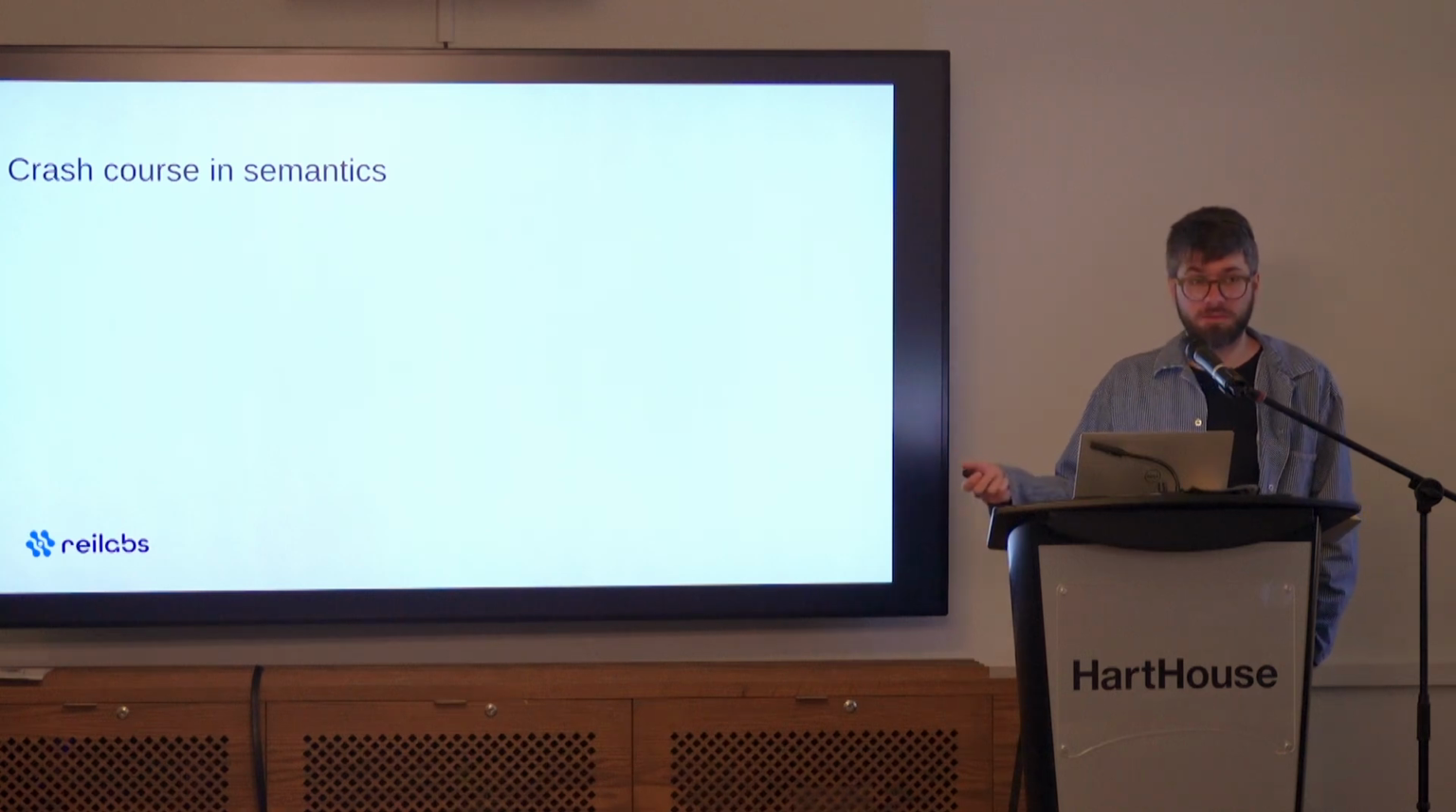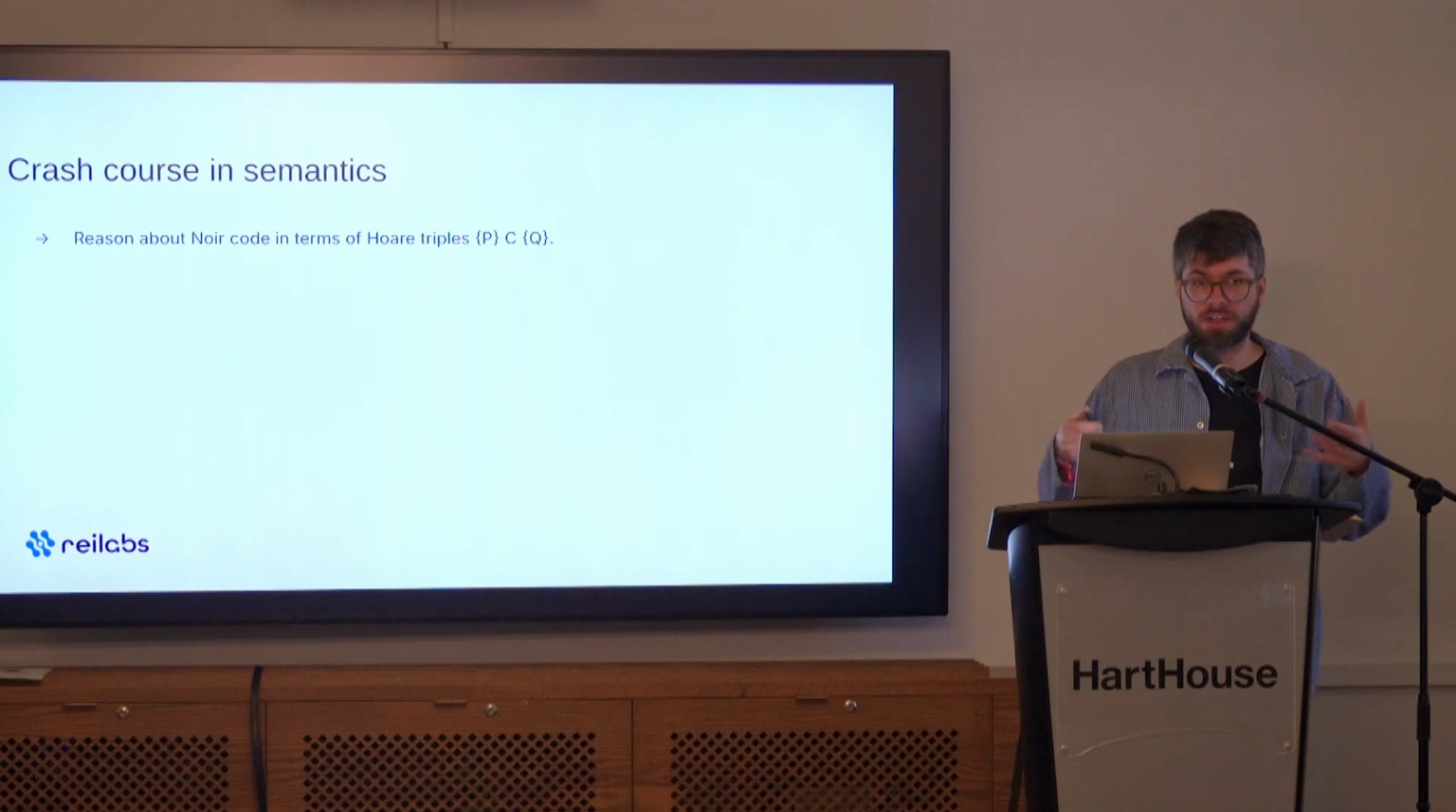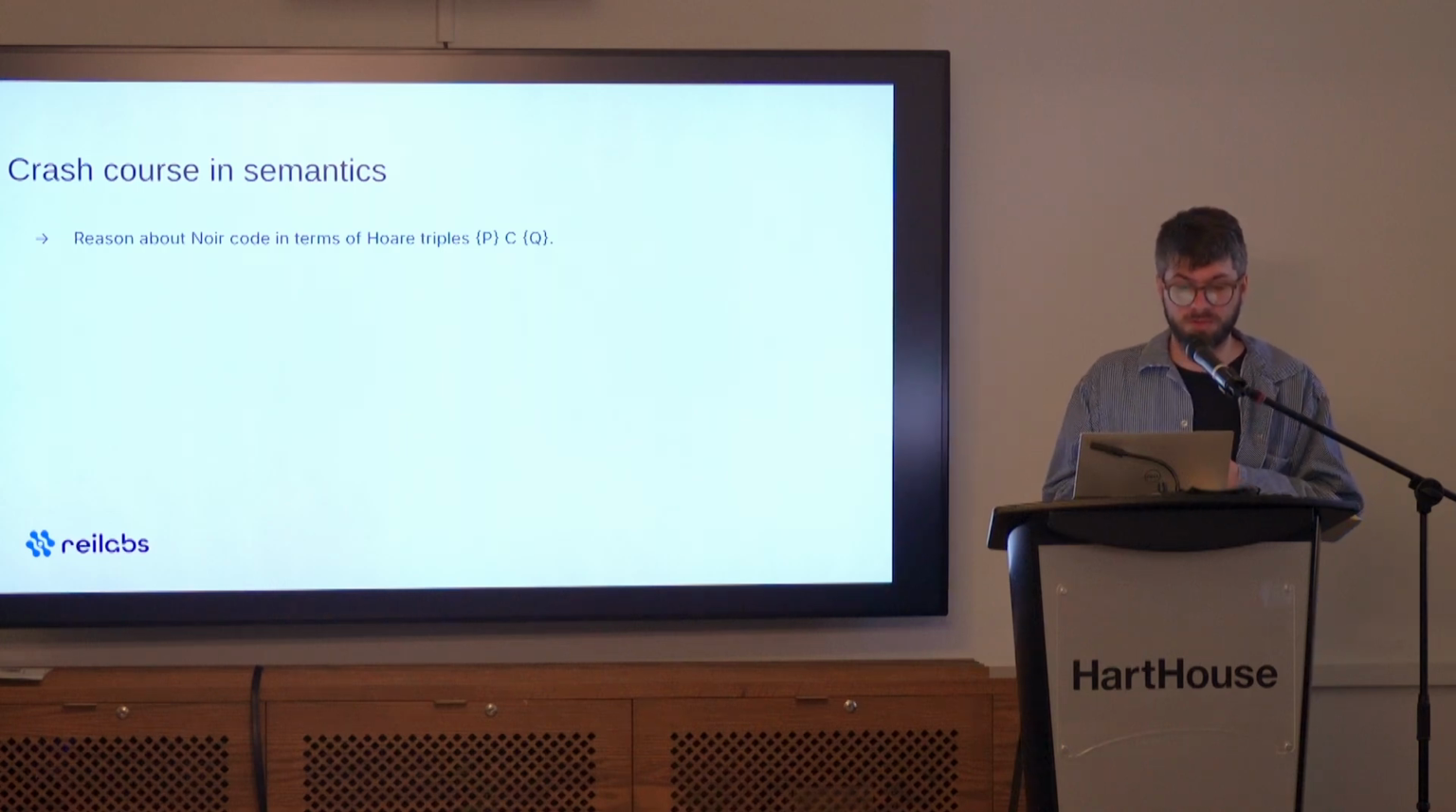So the next component of Lampe is the semantics. I'll just do a really quick crash course in semantics. How do we reason about computers and computer programs generally? We encode the logic of how we're going to be proving things about Noir in terms of these things called Hoare triples.